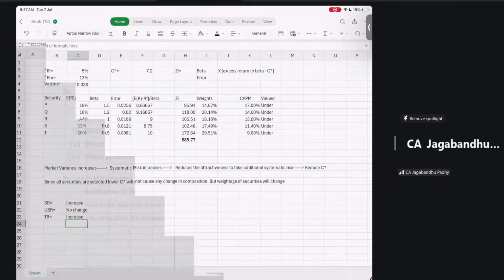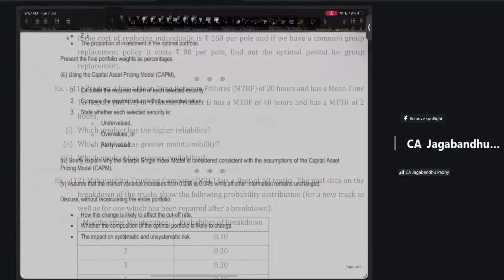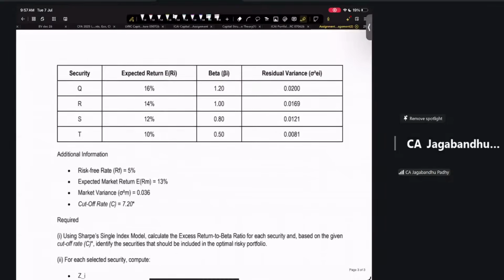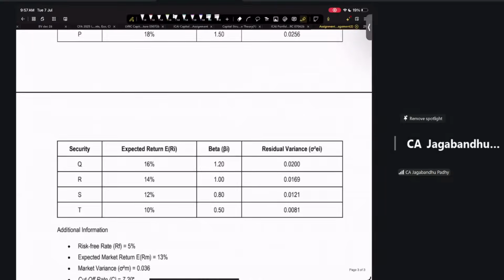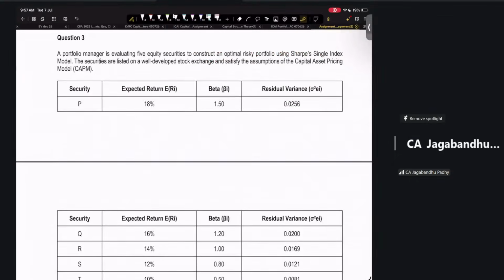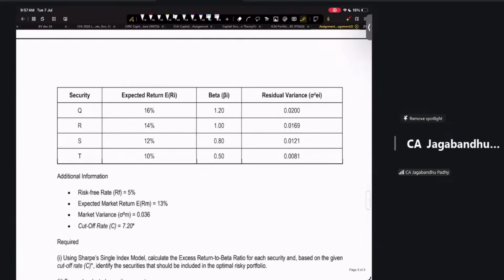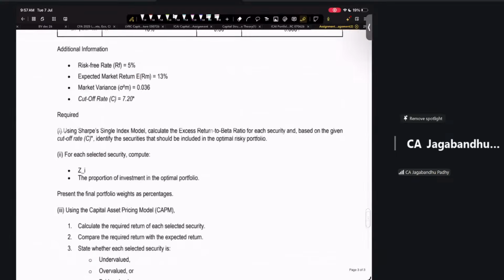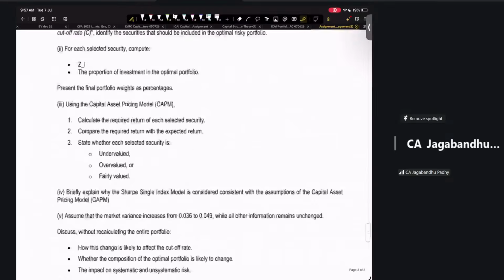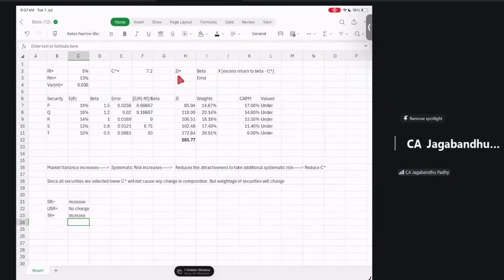Okay. I think that completes our third question. Yes, this was quite a technical question, especially based on the Sharpe single index portfolio optimization model. Only one part which we need to look at over here is how to compute this Zi. Only that needs to be understood. Rest, everything can be easily understood.